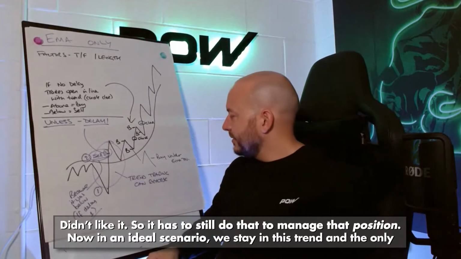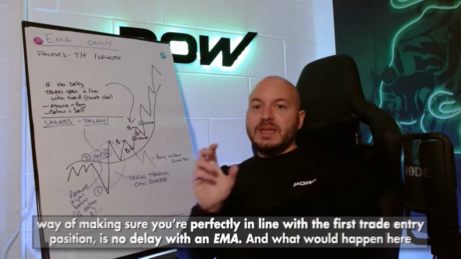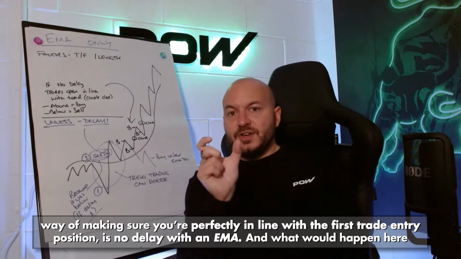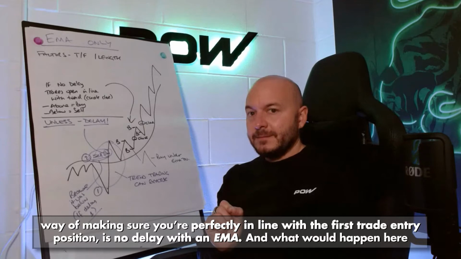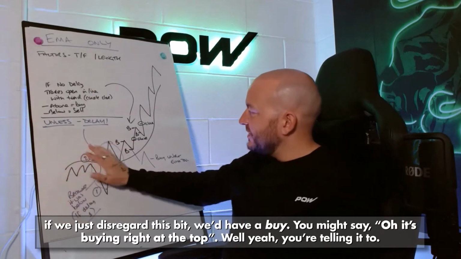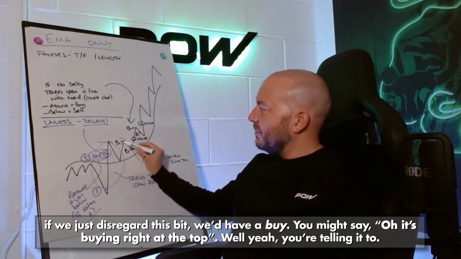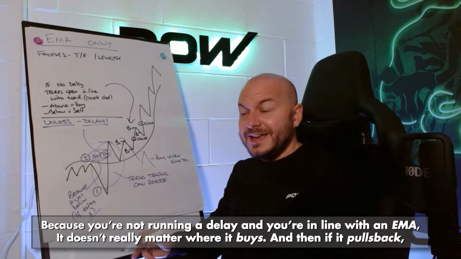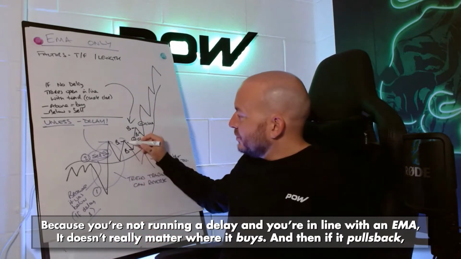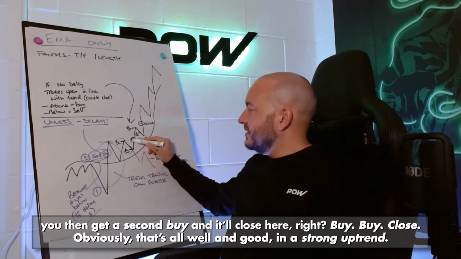Now, in an ideal scenario, we stay in this trend, and the only way of making sure you're perfectly in line with the first trade entry position is no delay with an EMA. And what would happen here if we just disregard this bit? We'd have a buy. You might say, oh, it's buying right at the top. Well, yeah, you're telling it to, because you're not running a delay and you're in line with an EMA. It doesn't really matter where it buys. And then if it pulls back, you then get a second buy, and then it will close here, right?